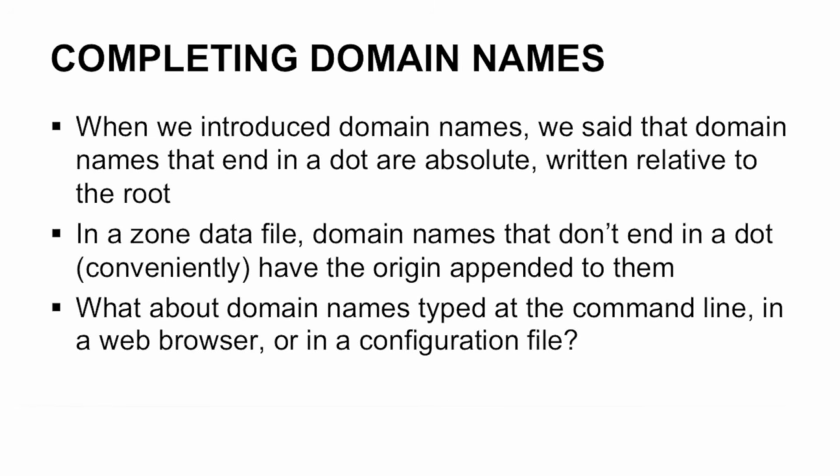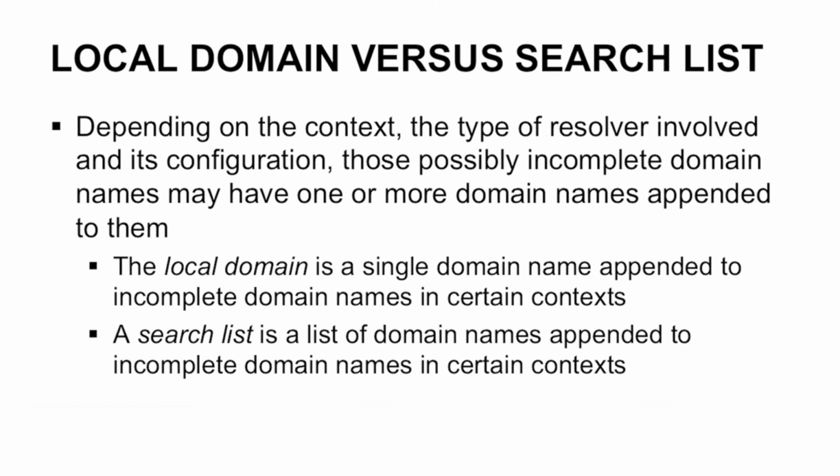Remember that domain names that end in a dot are considered absolute, relative to the root. That's true both for zone data files and for resolvers. But how does a resolver complete a potentially incomplete name typed at the command line or in an address bar? There are two mechanisms for doing this, and which one is used depends on the context. The first is the local domain, a single domain name that's the domain that the resolver is in, or the domain that it does most of its lookups in. The second is the search list. This is a list of domain names appended to possibly incomplete names.